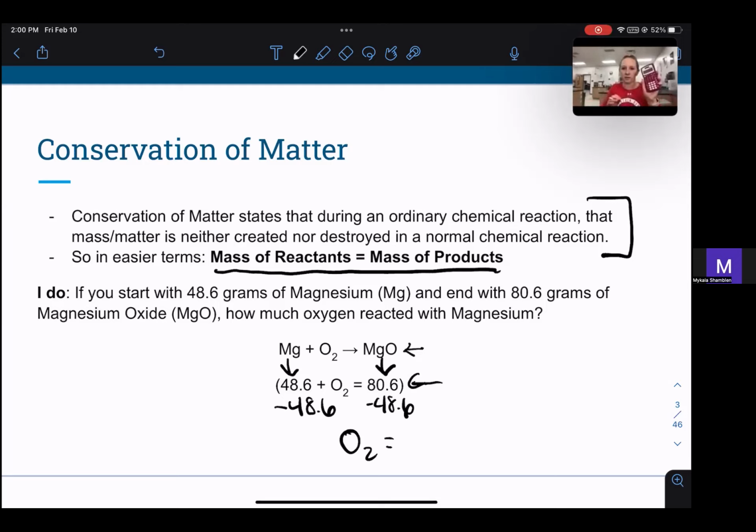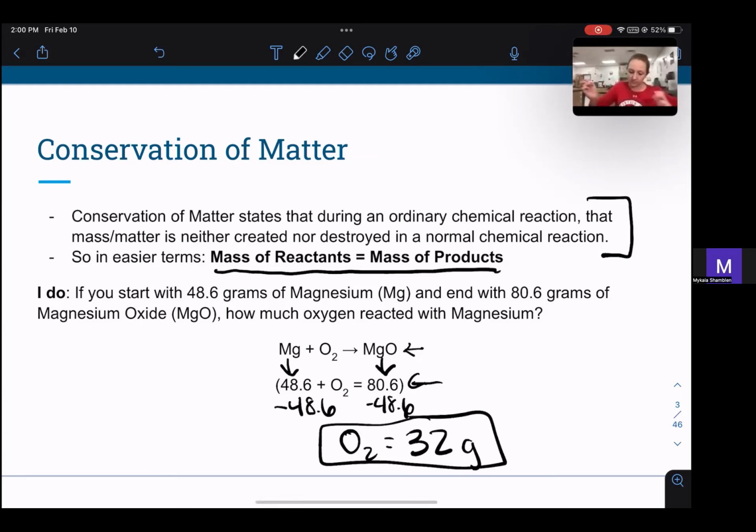Get out our handy dandy calculator. 80.6 minus 48.6 equals 32 grams. And that is our mass. So boom, done. That's how you do conservation of matter. So try your hand at the we do, and if you need to check into that video, go for it. Otherwise, continue on to the you do.